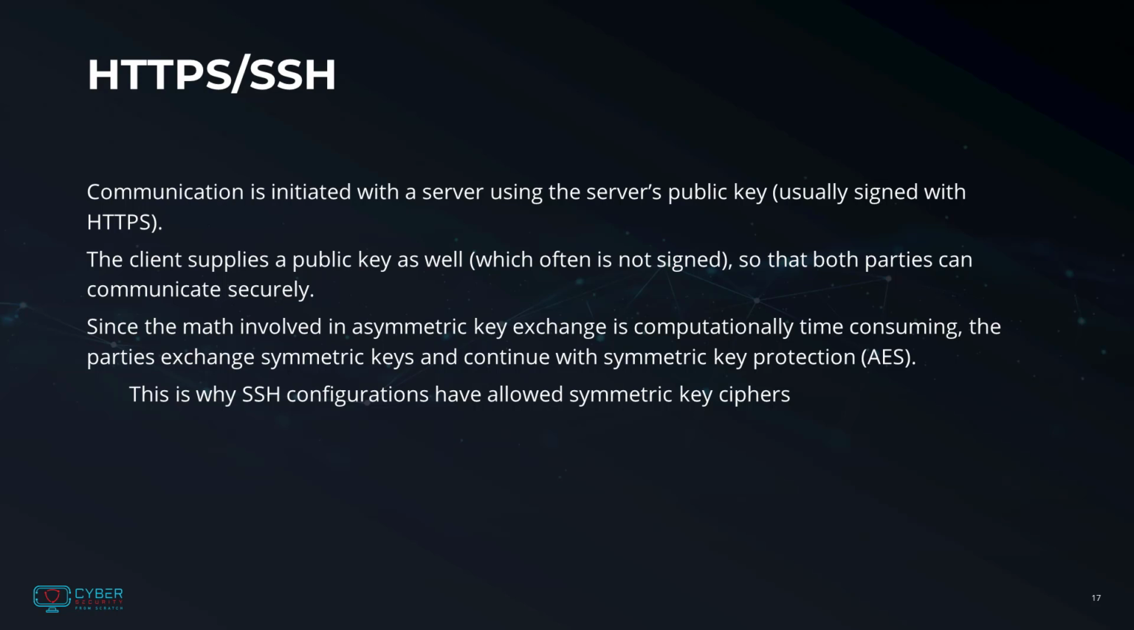Now, once the two parties have engaged communication, the HTTPS and SSH protocols will then switch to a symmetric key by exchanging key information, and essentially the protocols will come to an agreement on what symmetric key should be used. The math involved for asymmetric key cryptography is computationally expensive, so it makes sense to switch to using symmetric key cryptography. This is why when you're setting up SSH configurations, there's a symmetric key cipher mode, and this is essential for making sure that when you do switch to AES, you do so in a secure manner.